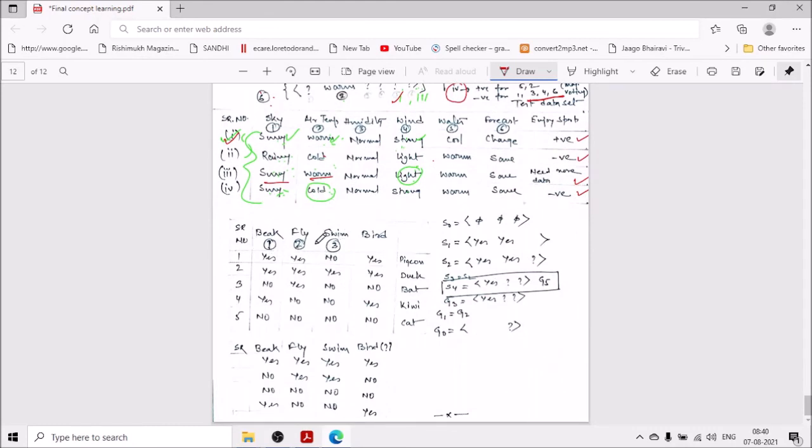We can take our own example here: big, fly, underwater, swing, bird. So we have a data set, and we initialize with the most specific and most general hypotheses. The first one is what? It's yes, yes, yes, no. So we have to put yes, yes, and no.